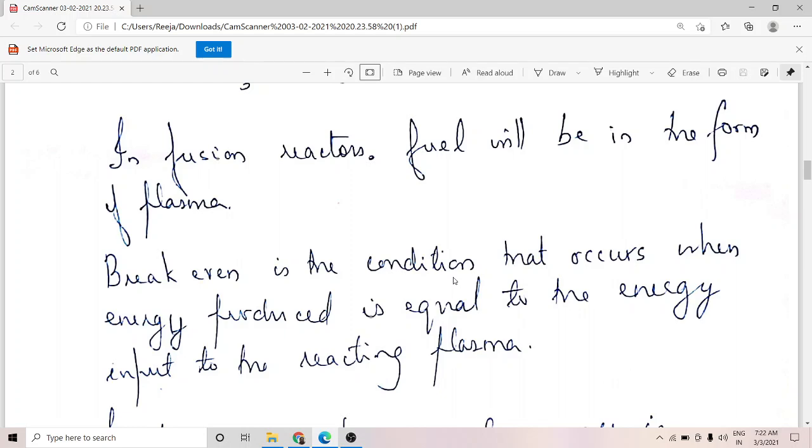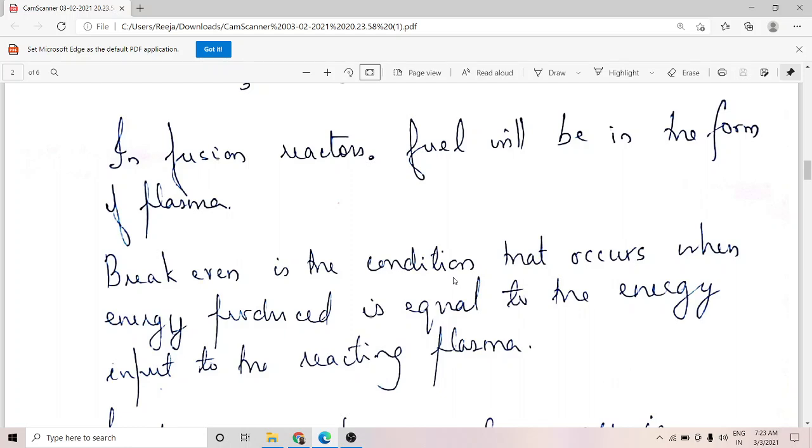Now, in the fusion reactors, the fuel will be in the form of plasma. It will be in the plasma state because for fusion reaction to take place, the temperature must be extremely high, so that all matter will be present in a gaseous ionized state, that is the plasma state.